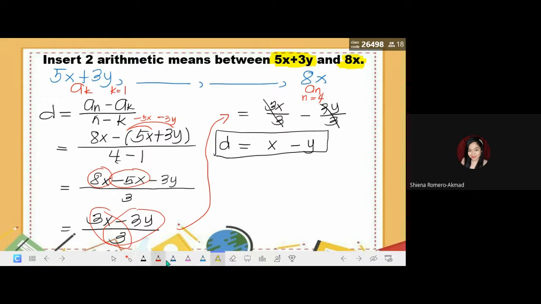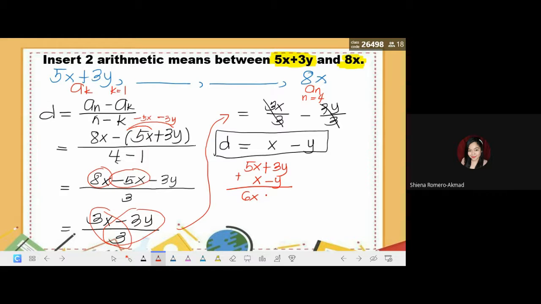Okay. Since we already got the difference, which is x minus y, ano na lang yung gagawin natin? I-add na lang natin siya for us to get the next terms. Kasi, di ba, pag arithmetic sequence, nag-add tayo to get the next terms. So, if our first term is 5x plus 3y, i-add lang natin yan para makuha yung second term. So, magiging 5x plus x, we have 6x.